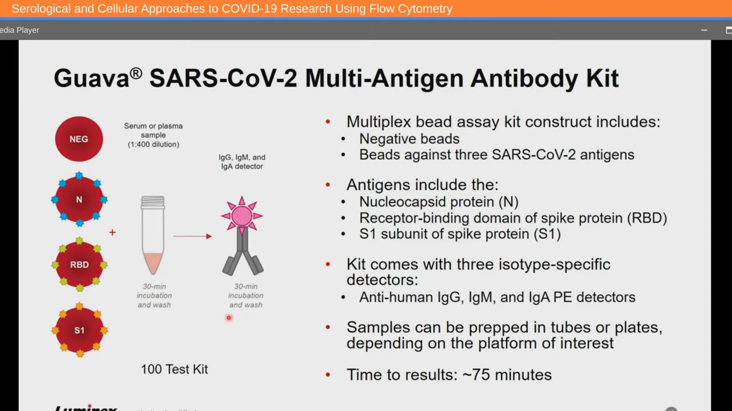The protocol is really simple. Beads are incubated with diluted sample, and this is incubated for 30 minutes. There's a simple wash step where the supernatant is removed, and then detectors are added to the sample, followed by 30-minute incubation, removal of supernatant, and then the sample is ready to read on the instruments. The sample can be prepped in tubes or plate, depending on the platform of interest.